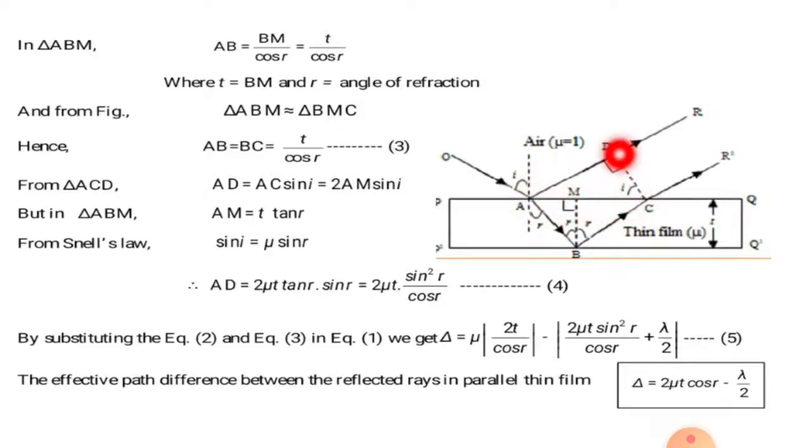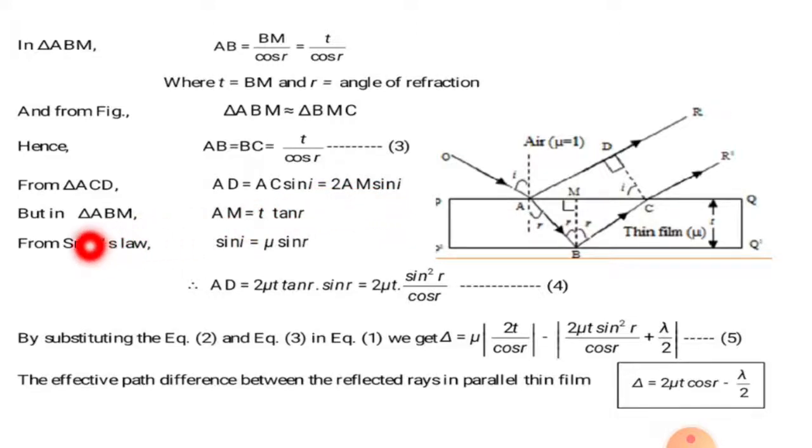From the triangle ACD, we apply the sin I function. So sin I is equal to AD by AC. Here, AC can be written as AM plus MC, and AM is equal to MC. That's why we consider it as 2AM into sin I.